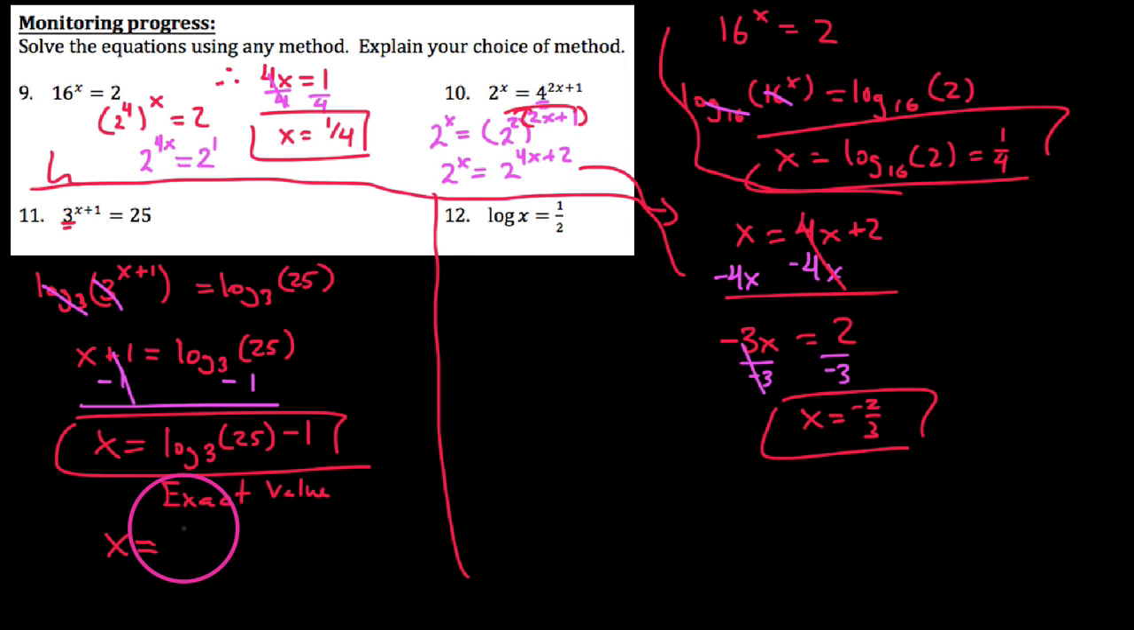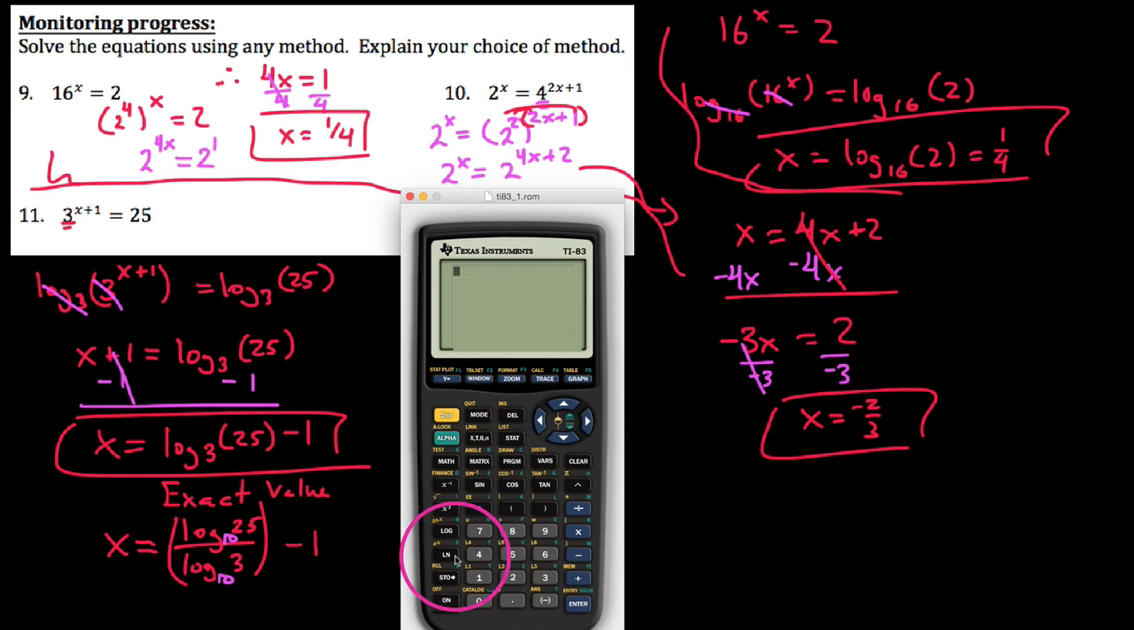That is to say that we're going to have to rewrite this as the log of 25 over the log of 3, minus 1, to change our base so that it has a base of 10. Or we could have done a base of e, but I'm going to use a base of 10 here. So the change of base formula says we can do this log base 3 of 25 on our calculators, doing the log of 25 divided by the log of 3.